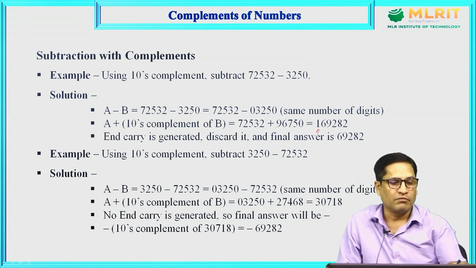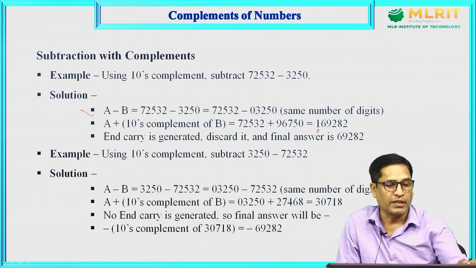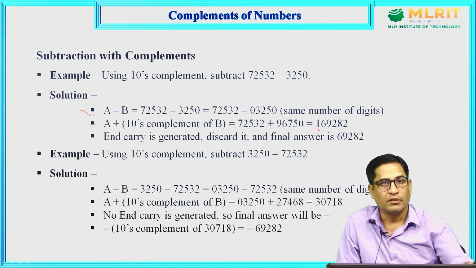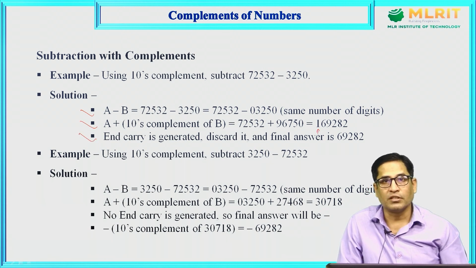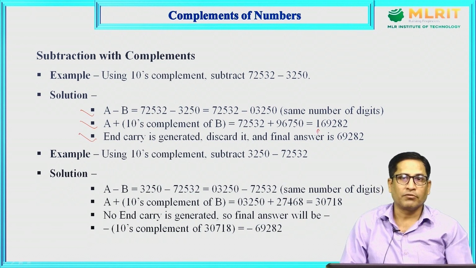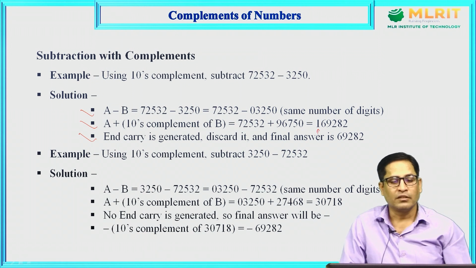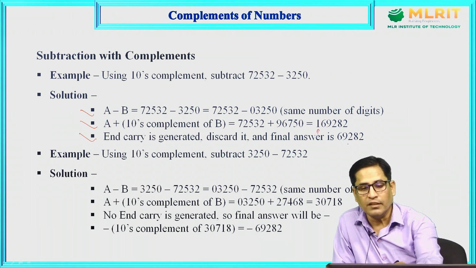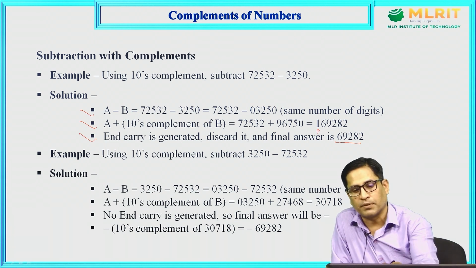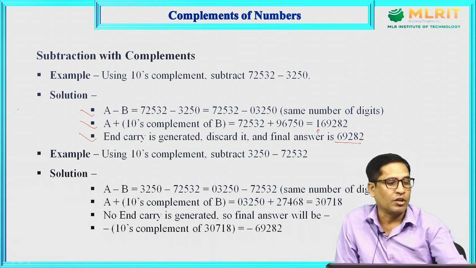The first step is to make an equal number of digits in both numbers, take the tens complement of the second number, add it to A, then check the number of digits in the answer. If it is more than the number of digits in each of A and B, discard the carry, and the final answer will be 69282.